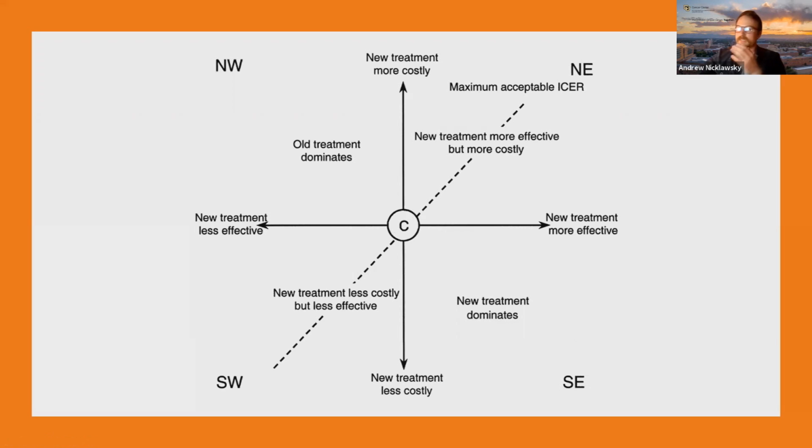Typically we make decisions based on a willingness to pay threshold. In the case of cost effectiveness, our decision is made by whether the ICER is less than this willingness to pay threshold. And interestingly, in the US, generally the accepted metric is $150,000 per quality adjusted life year.